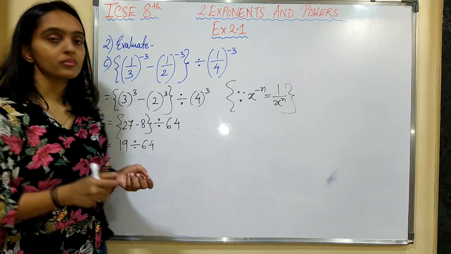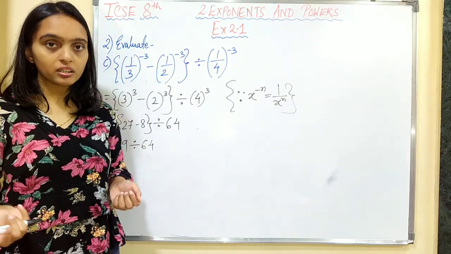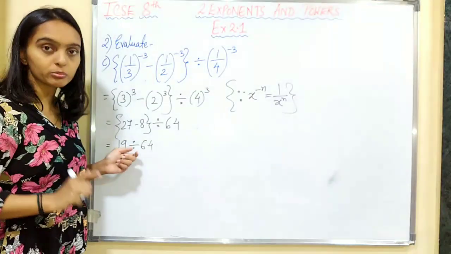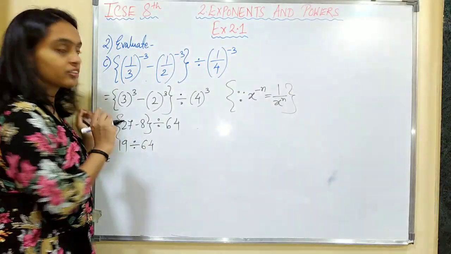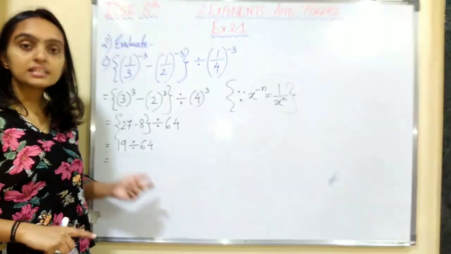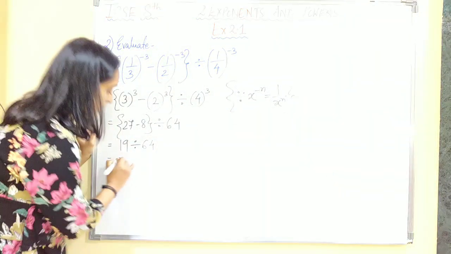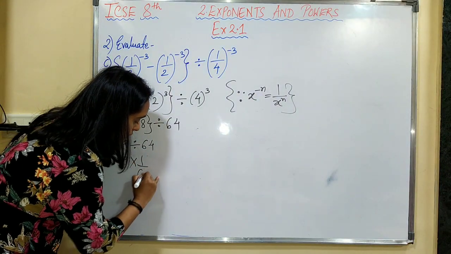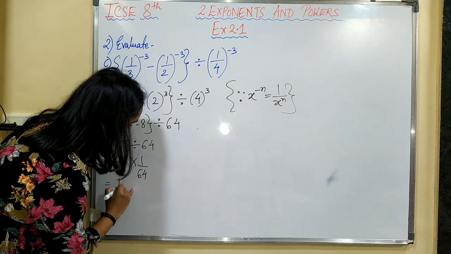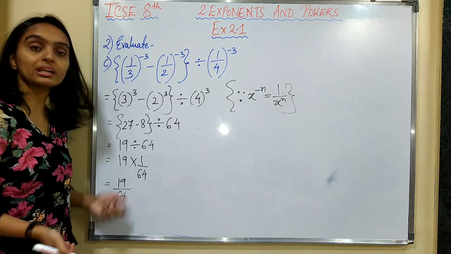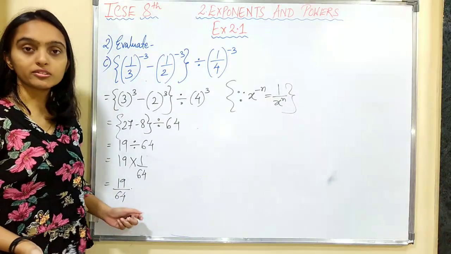So in the previous lesson you studied division, how to divide rational numbers. Division means replacing the division sign by a multiplication sign and taking the reciprocal of the second rational number. So you will get 19 multiplied by 1 upon 64. So it will be 19 upon 64, as both are relatively prime. So this will be the final answer.